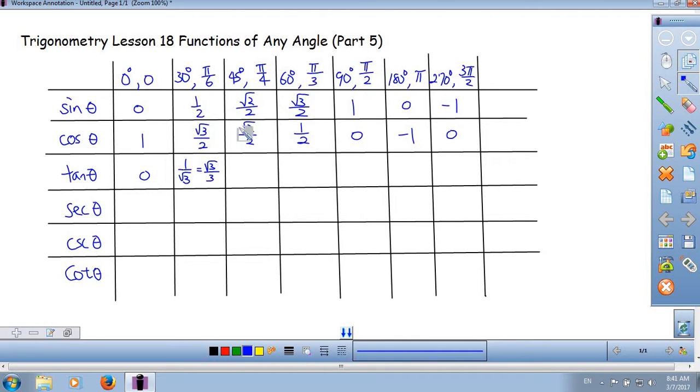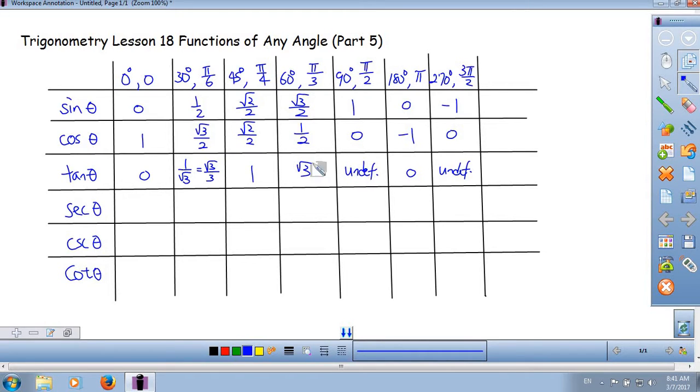Square root 2 over 2 divided by square root 2 over 2: well, they are the same number, so it's equal to 1. What about square root 3 over 2 divided by 1/2? The denominator is the same, so it's just square root of 3 divided by 1. And then 1 divided by 0, that's the thing, we don't have 1 divided by 0, so it's undefined. 0 divided by -1 is 0, and -1 divided by 0 is again undefined. So tangent is undefined at 90 degrees and 270 degrees, whenever cosine is equal to 0.